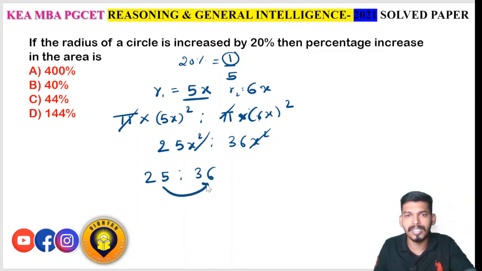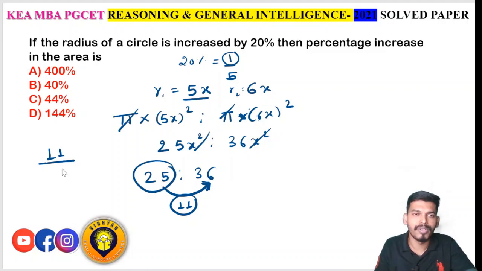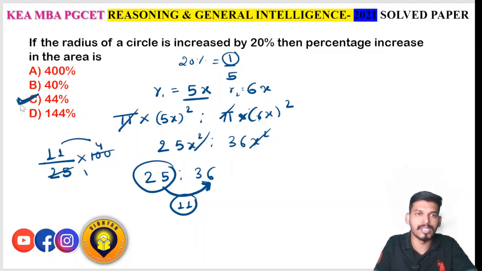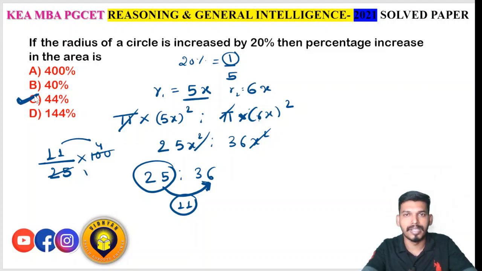So how much has it increased? How much did the area increase? 11 units have increased. So this 11 unit is what percentage of 25? So 11 by 25 into 100. 25 ones are 25, fours are 11 fours are 44. So the answer here is 44%. The percentage increase in the area here is 44%.